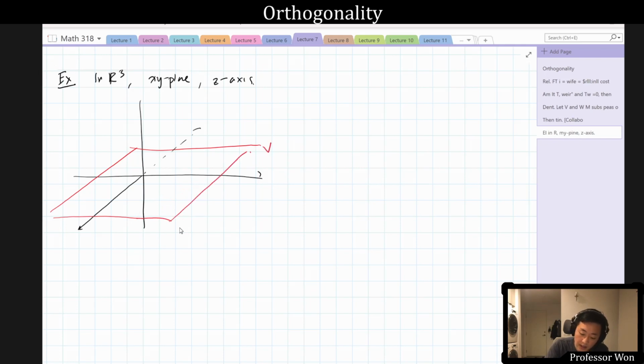Right, so this is V, and let's let W be the z-axis. Again, hopefully you find it very believable that these two subspaces should be orthogonal. Okay, and the argument is almost as straightforward as the last one. What is V here? V is the span of (1, 0, 0) and (0, 1, 0). What is W? W is the span of (0, 0, 1).